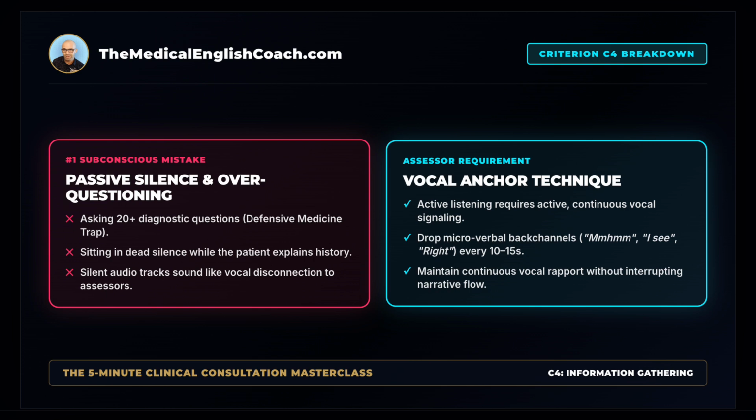To clear C4, you must use the vocal anchor technique. You must drop micro-verbal back channels. "I see." "Right." Every 10 to 15 seconds. Active listening requires active signaling. If your audio track is dead silent while they speak, your C4 score drops.